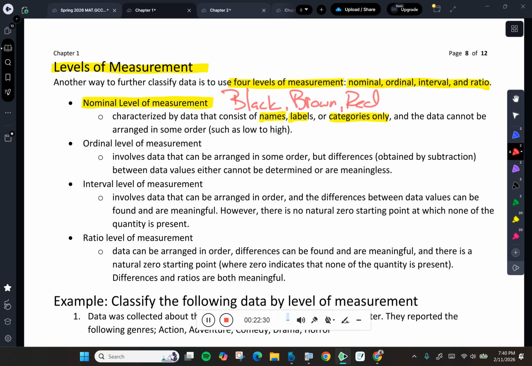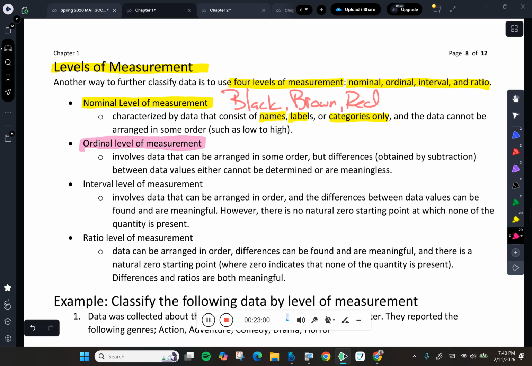Now, I could tell you the counts for each of these, like I saw 40 people with black hair and 20 people with brown hair, and in that sense I could say there were more people with black hair than brown hair, but I can't say that black ranks higher than brown. I can just say that it was more frequent than brown.